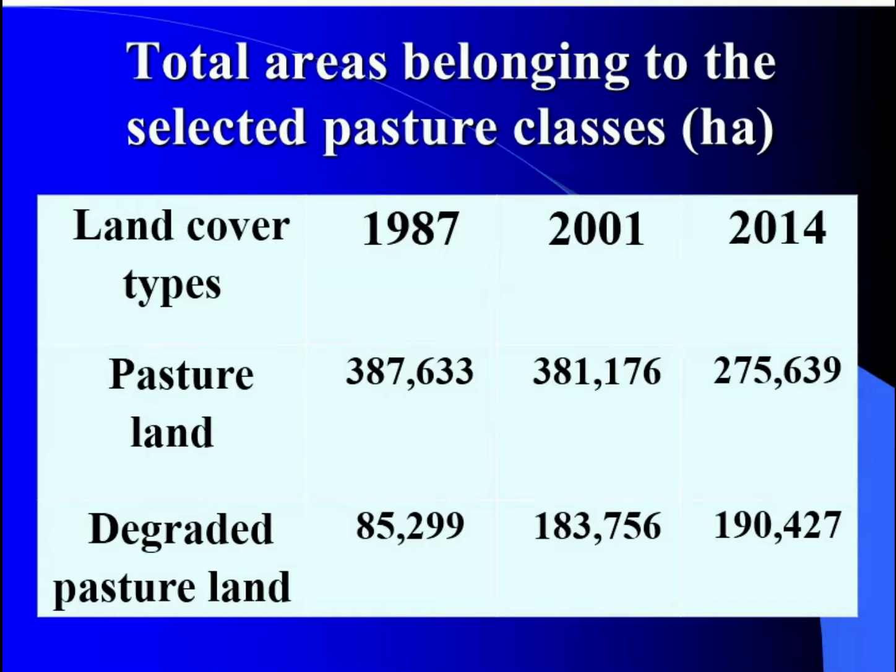If you look at the areas of the pasture land and degraded pasture land in 2014, the pasture land occupies 275,600 hectares. Meanwhile, degraded pasture land occupied 190,000 hectares. As you could see, since 1987, the degraded pasture land had increased even more than double.